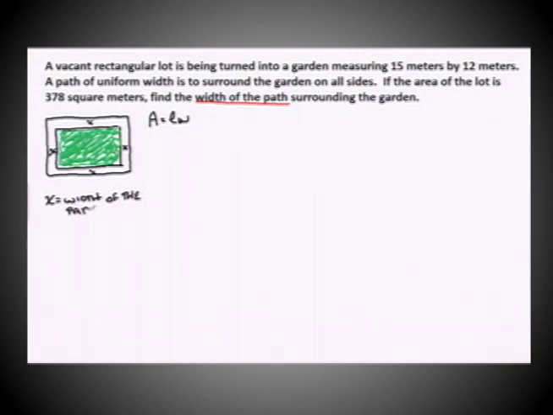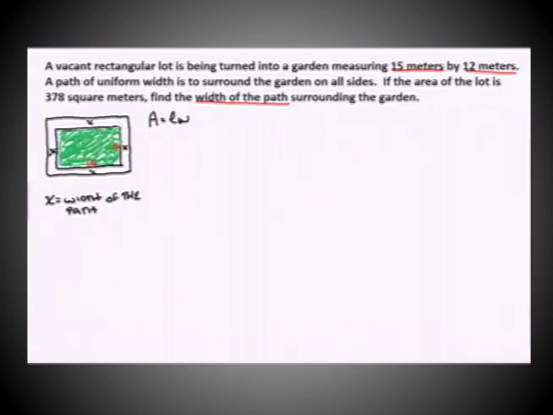Now we have other information that we're given in the problem. We see that the garden measures 15 meters by 12 meters. So this is just the garden portion, not the path included. So we have 15 meters by 12 meters.